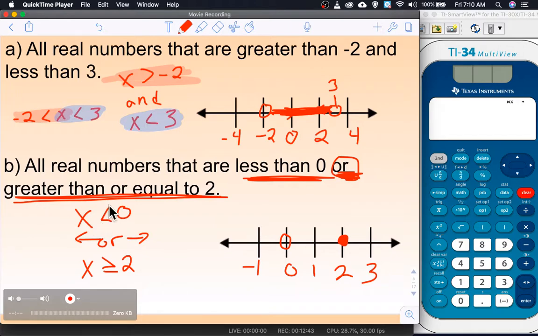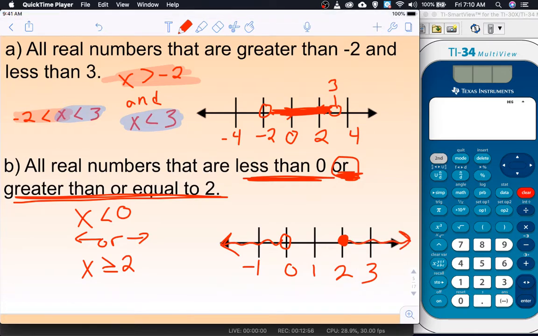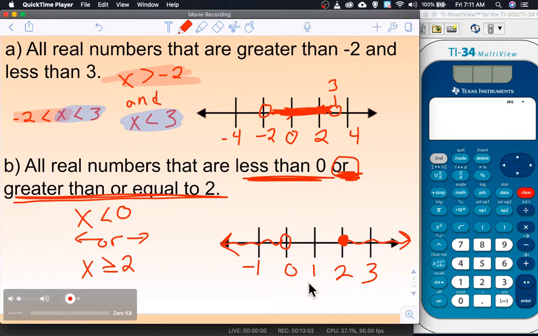From 0, I'm shading less than 0. This is less than 0. From 2, I'm shading greater than 2. Greater than is to the right of 2. That is on the outside. So there we go. Greater than 2, less than 0. That is our graph of this.